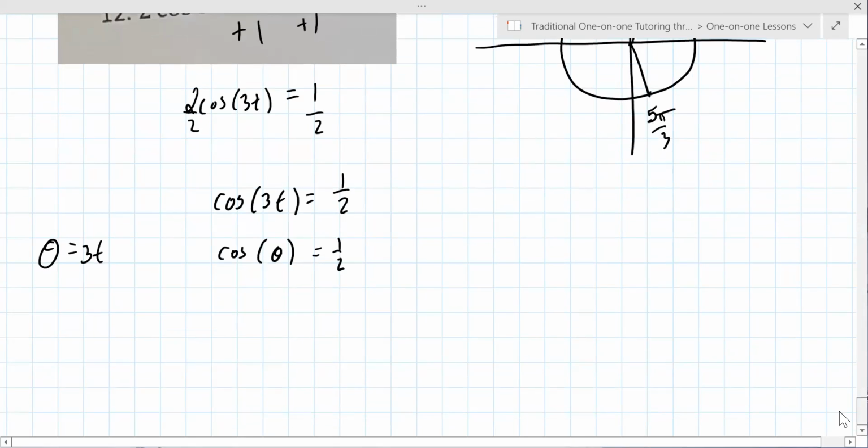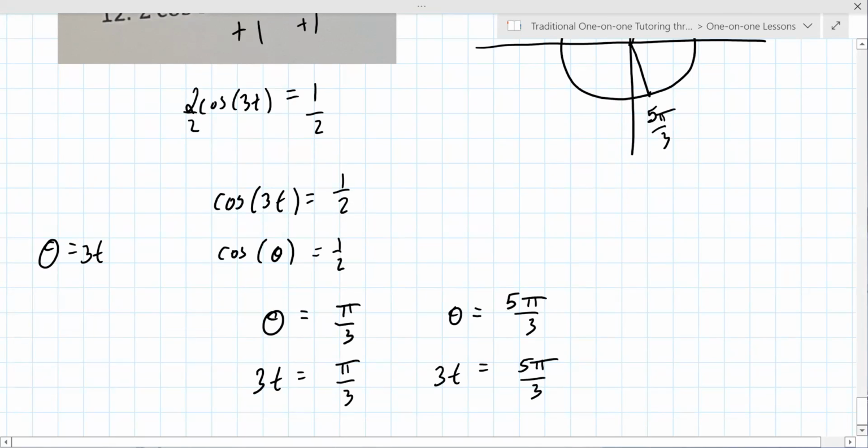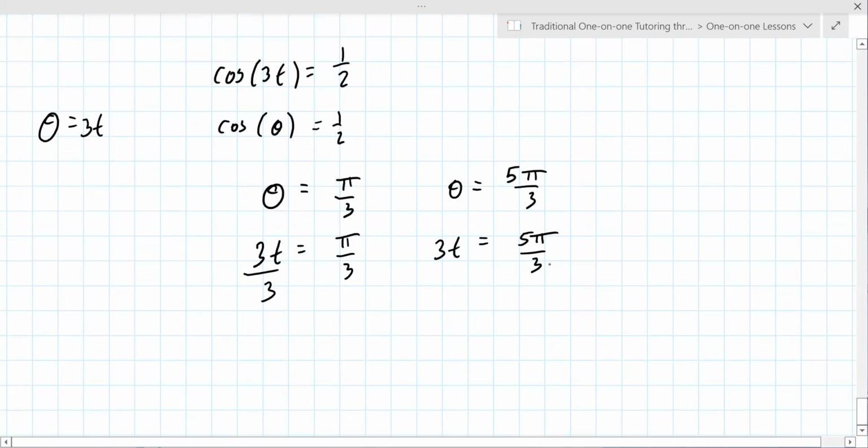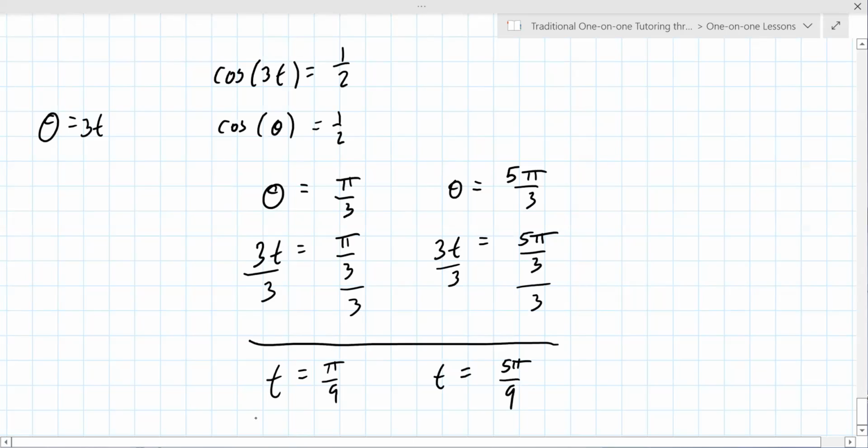You're like, okay, I know what to do here. Theta equals pi over 3. Theta equals 5 pi over 3. I know that it's not theta, it's really 3t. Put 3t here, 3t here. And then you divide both sides by 3. So you get t equals pi over 9, t equals 5 pi over 9. You box it in and you feel really good. You're like, oh, I understand it. And then you get your score back on this problem and it's like 5 out of 10. You're like, what did I do wrong?